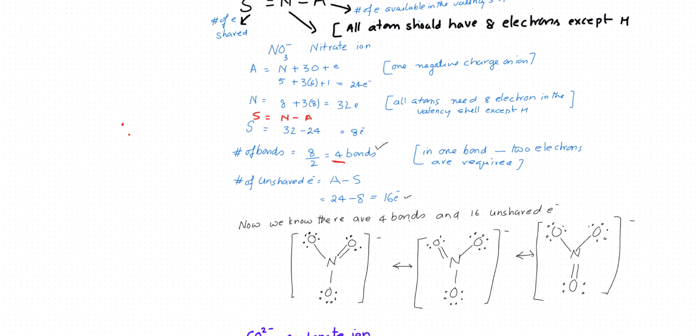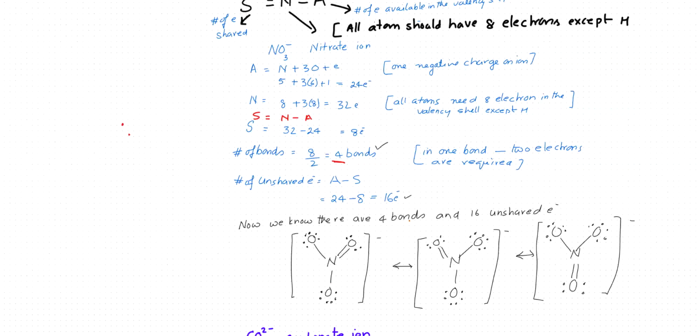Nitrogen is less electronegative, so we draw it in the middle and 3 oxygens on 3 corners. There are 4 bonds, so somewhere we have to place a double bond and a single bond here and a single bond here. Where there is a double bond, there should be 4 electrons. See 1, 2, 3, 4, 5, 6, 7, 8. So this oxygen has 8. Similarly this oxygen has 6 and 7, 8. This oxygen also has 6 unshared electrons and 2 in the bonding, so 8. Like this, all these 4 atoms are stable.